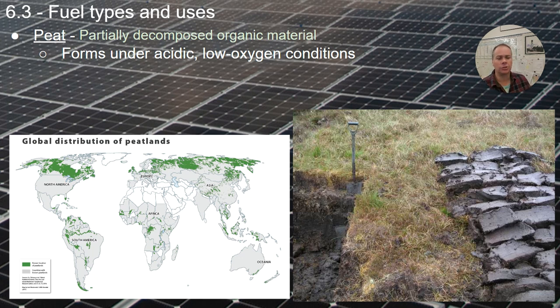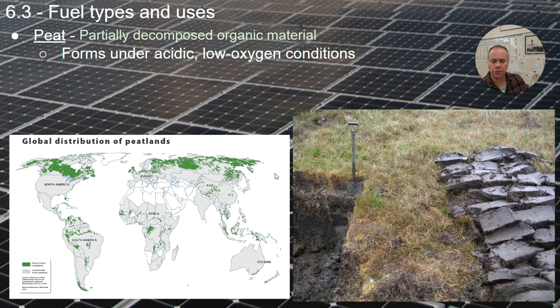Really, peat is sort of the beginning stages of coal formation. It would have to be compacted and buried underground for long periods of time to actually turn into coal, but it's the first stages. This material can be harvested. It's been harvested for a long period of time. It's used for heating of homes and so forth.